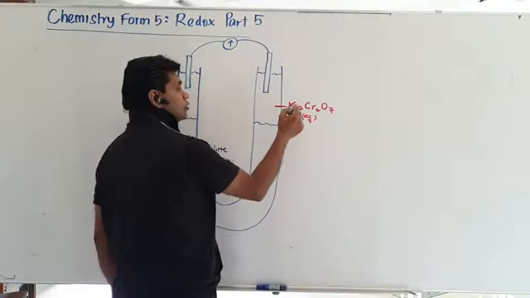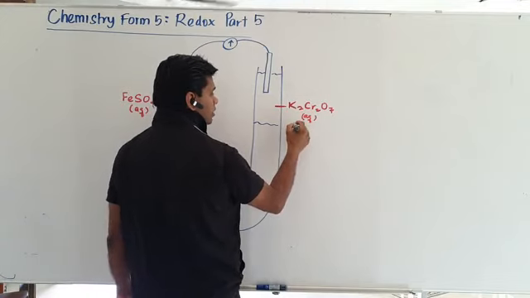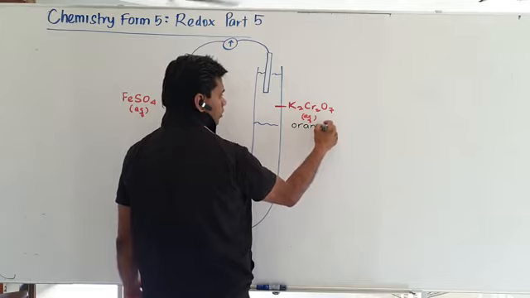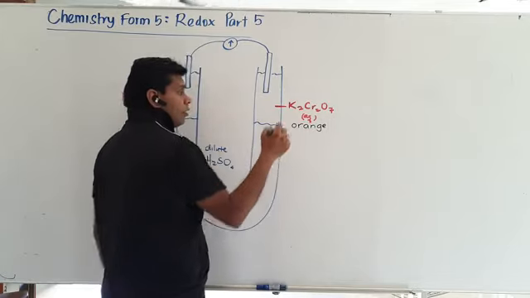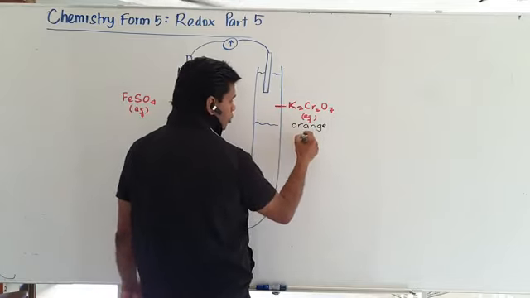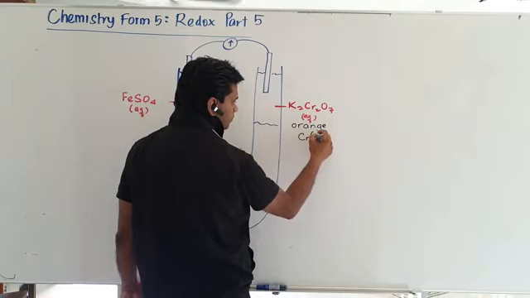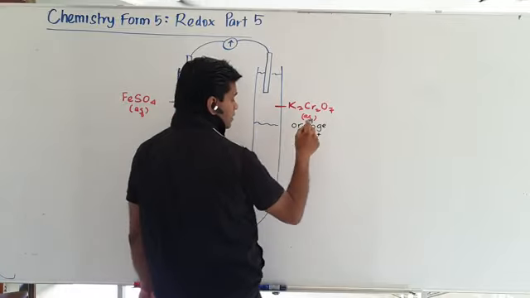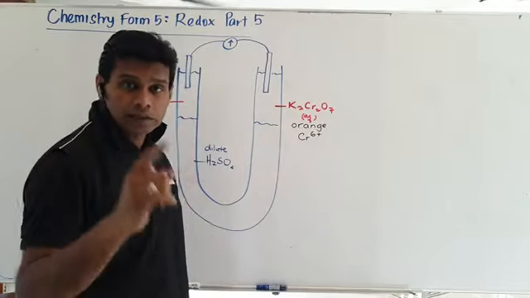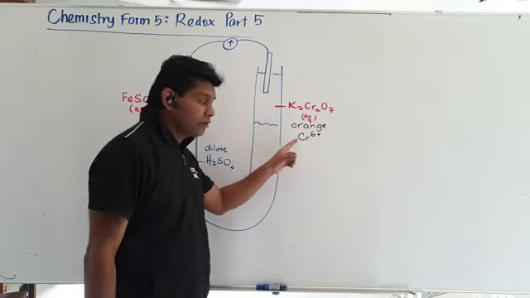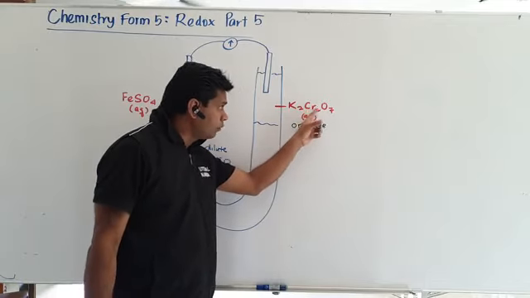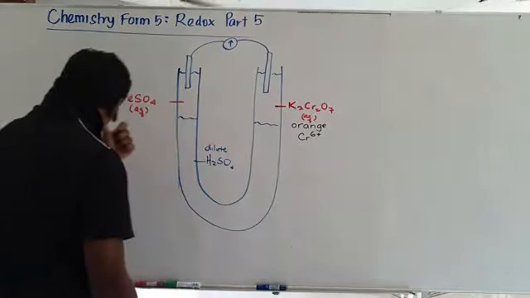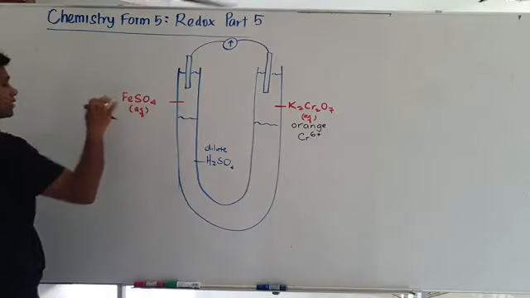First thing you must know is that potassium dichromate is an orange solution. The orange color is due to chromium 6 plus. Chromium 6 plus can have two colors, either yellow or orange, but when it's dichromate, it becomes orange. Now, over here, I have iron sulfate.